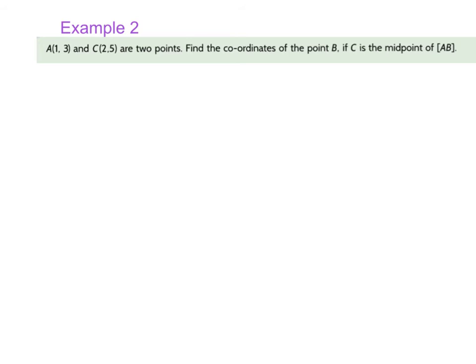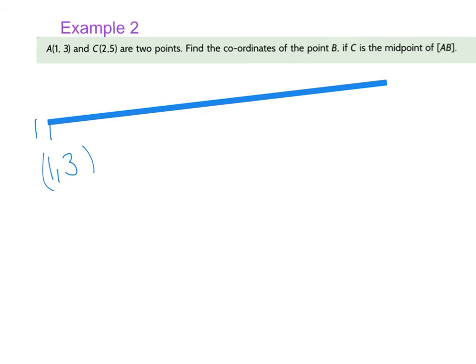Okay, so example 2 is an unusual one in the sense that we're given A is 1 and 3, and C is 2 and 5, and there are 2 points. We're told that in this line, C is actually the midpoint. So if I was to draw a line like this, this is what A is. We're told A is 1 and 3. I'm told that the midpoint is C, and in that case it's 2 and 5. And I'm asked, okay, well, if that's the midpoint, what is B? How am I going to figure that out?